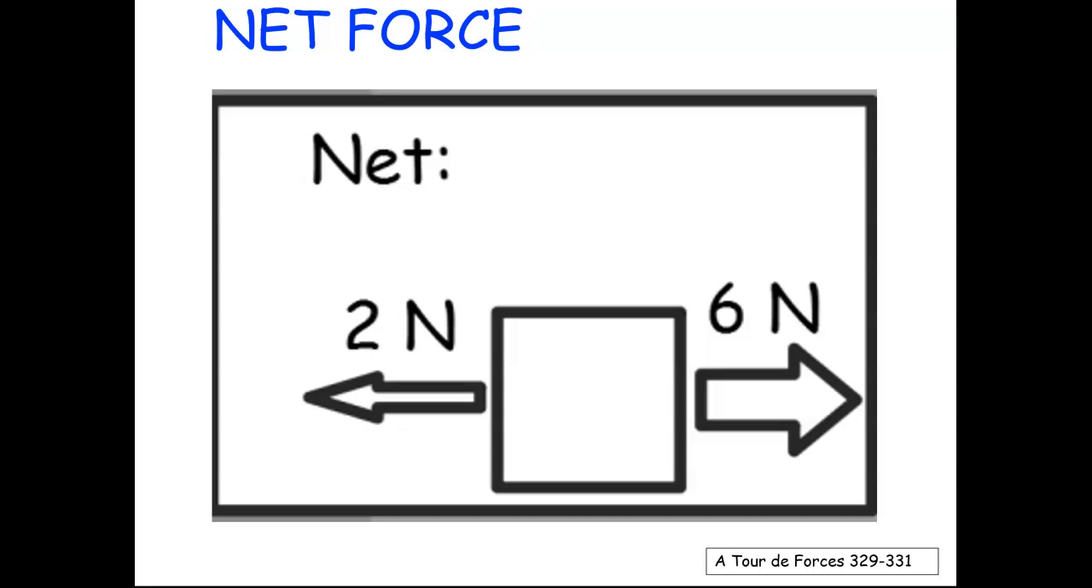How about this one? Try this one on your paper. To figure the net force, we write the bigger force first. And I always like to write what direction they're going in. That just helps me. Minus 2 newtons because they're not going in the same direction, so they're going to subtract. And that gives me 4 newtons of net force on the box to the right.